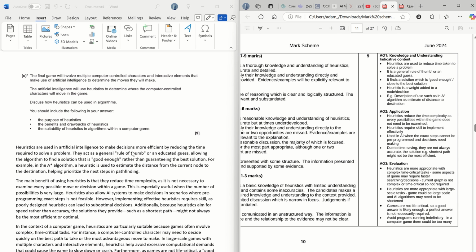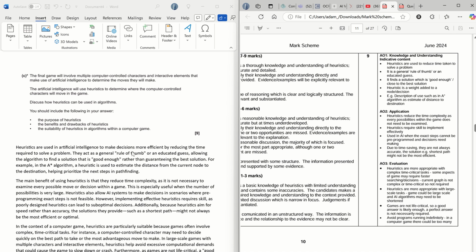So taking that in context, if you started writing that heuristics make your program easier to write, any kind of phrasing around the code, you automatically are not answering the question. You are making inaccurate comments, and then obviously that implies the rest of it will be wrong as well. So that's where a lot of the low bands came from.